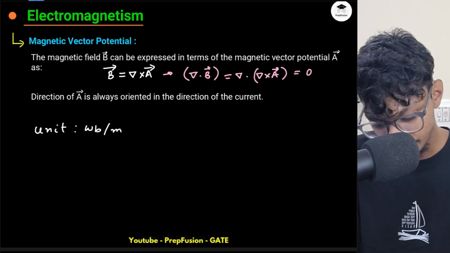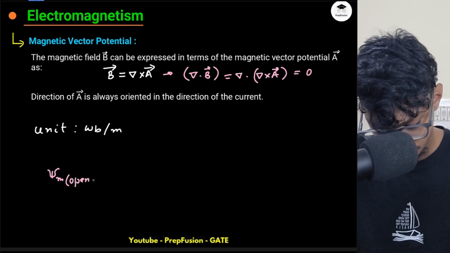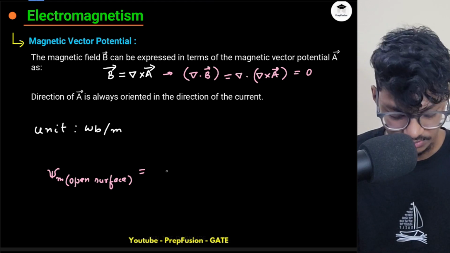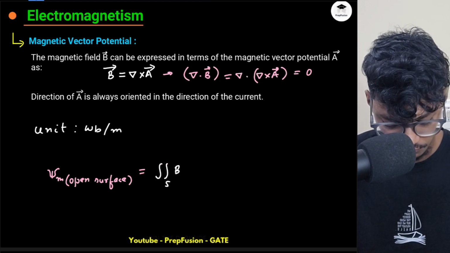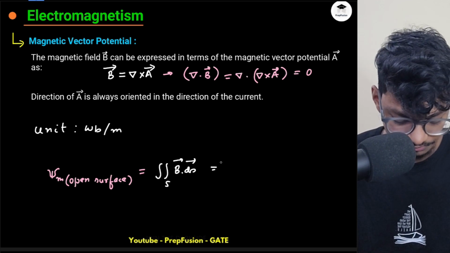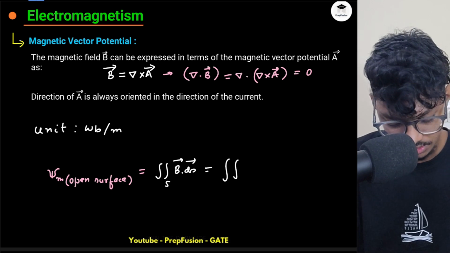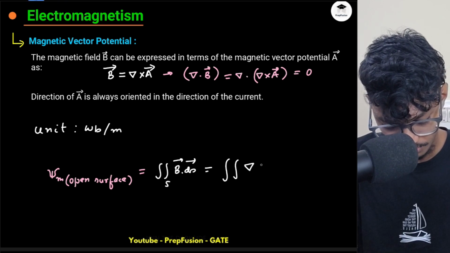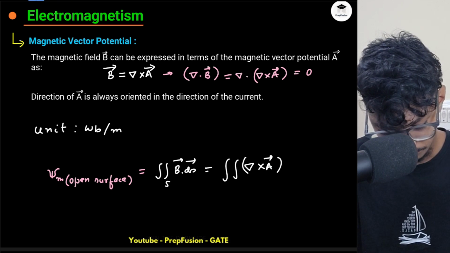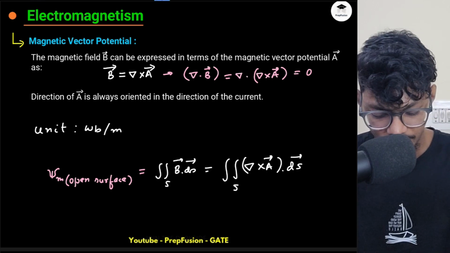Now if I want to compute the flux psi m through an open surface, that will simply be equal to the integration of B dot ds. Now what is B? B is del cross A, so the integral of del cross A dot ds. Correct?